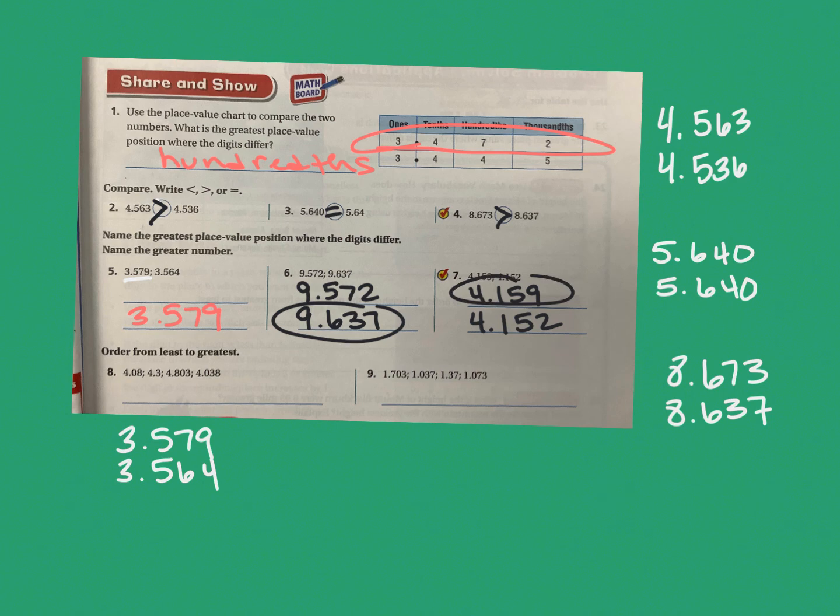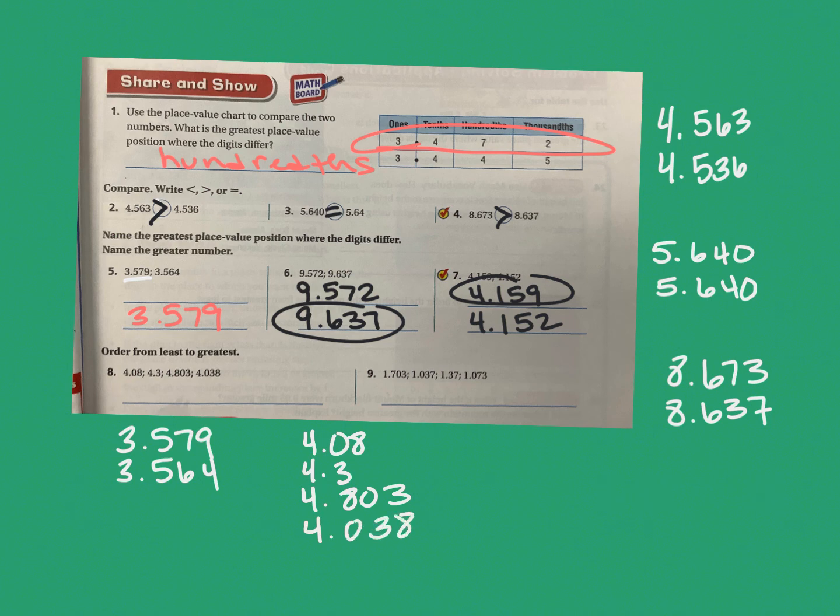I think you're getting the hang of that now. And then finally, they want us to do least to greatest on both of these. Pause and try it, and then check your answer with me. I have 4 and 8 hundredths. Then I have 4 and 3 tenths. Then I have 4 and 803 thousandths. And I have 4 and 38 thousandths.